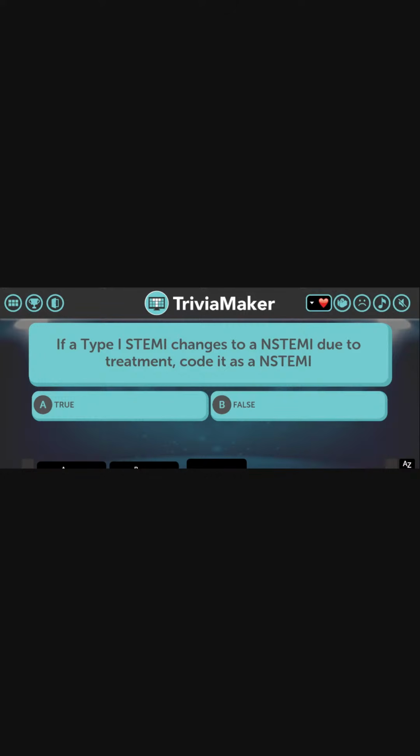All right, so I'm getting a little bit of mixed results for this one. So this one is going to be false. And again, I will reference the specific guideline where it says this, but in the manual and in the ICD-10 book, it says if a type 1 STEMI changes to an NSTEMI due to treatment, you are still going to code it as a STEMI. So that's what would make this one false.